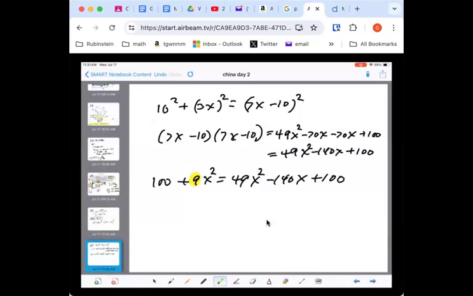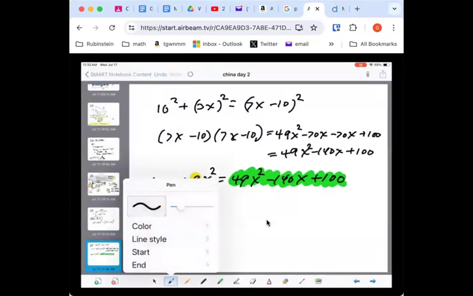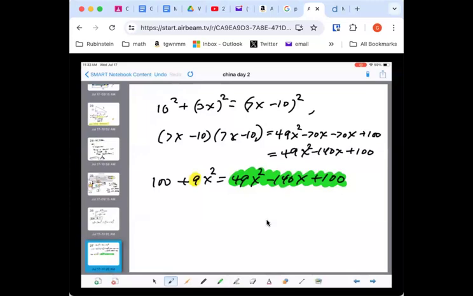And secondly, did you come up with this right-hand side? Okay, so that's an algebra skill going on here. I got that. First I did 7x times 7x. That's where the 49x squared came from. Then I did 7x times negative 10. That's where the negative 70x came from. Then I did the negative 10 times 7x. That's where the other negative 70x came from. And then negative 10 times negative 10 is positive 100.